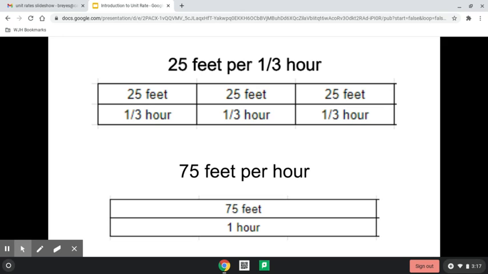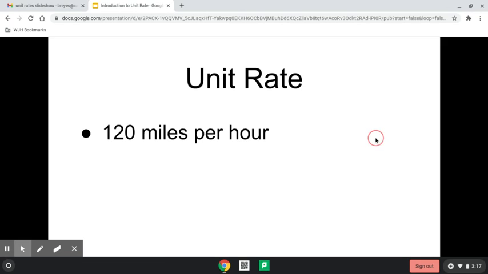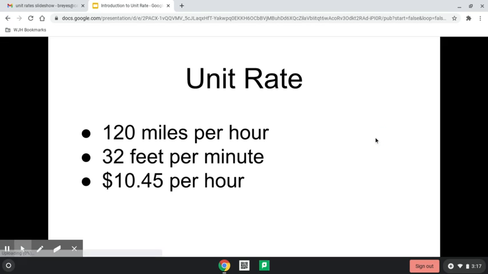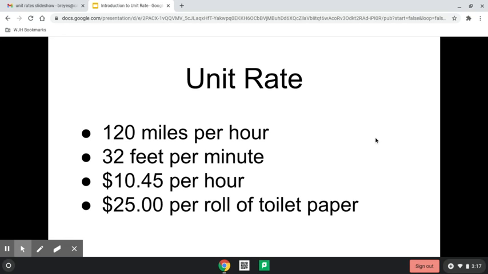Now, what we've been talking about are actually called unit rates. Here are some examples. 120 miles per hour, that's how fast Mr. Reyes runs. 32 feet per minute. $10.45 per hour. Or $25 per roll of toilet paper. Now, if you look closely, you can see that all of these have the word per in them.